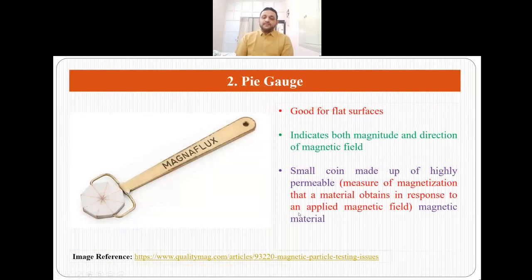The second one is called pi gauge. Pi gauge looks like a coin which is made up of highly permeable material. By permeable, I mean it is a measure of how much magnetization a material can obtain when it is subjected to a magnetic field. And this pi gauge can indicate both the magnitude and direction of the magnetic field.